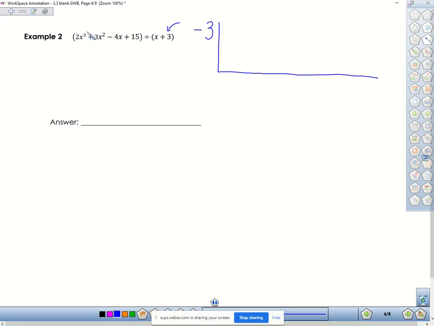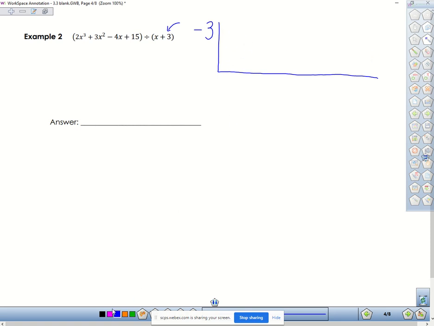And we're looking to see if we're skipping any x's. We go x to the 3rd, x to the 2nd, x to the 1st, and the constant. Did we skip anything in this one? No, so we don't have to add any placeholder terms in. Now up here, you're going to write the coefficients of all of those x's.